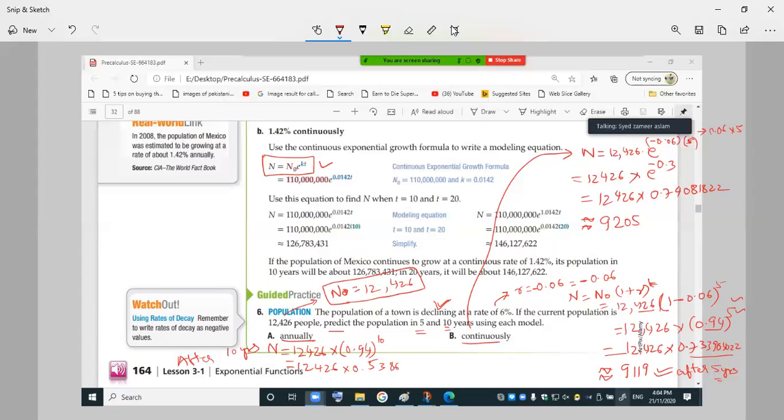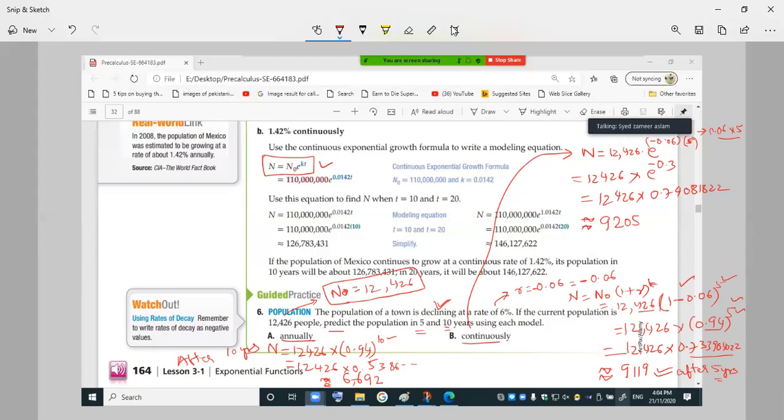Same thing I'm doing here. Instead of 5, I'm putting 10. That's it. Then you can get the answer as 12,426 times 0.94 to the power 10. After 10 years it will be less because the population is decreasing. So this will become approximately 6,692 people after 10 years when it is annual.